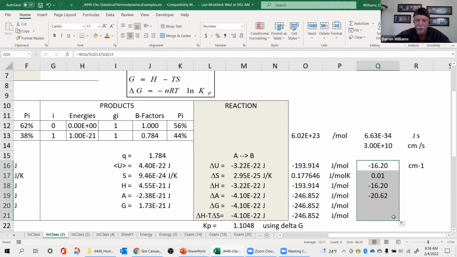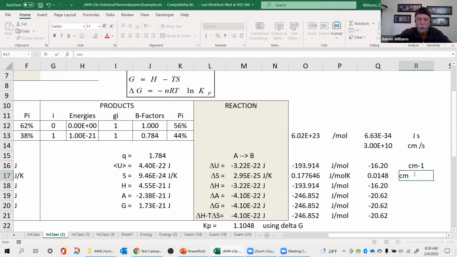Reasonable, what do I mean by reasonable? It's hard to explain. It's in the tens, hundreds, thousands place. It's not like times 10 to the 50th or something. That's what I mean.